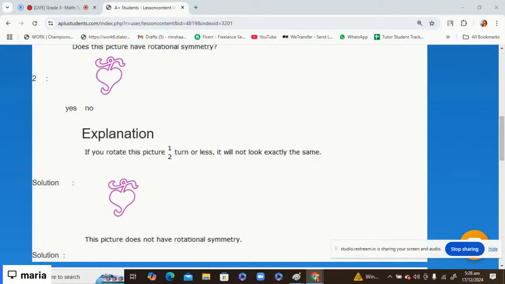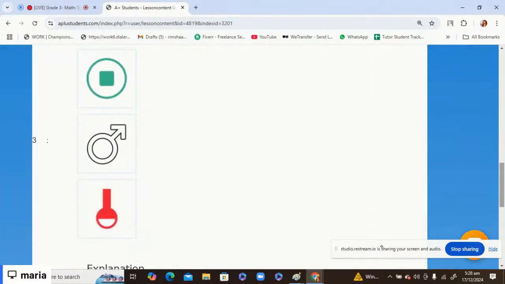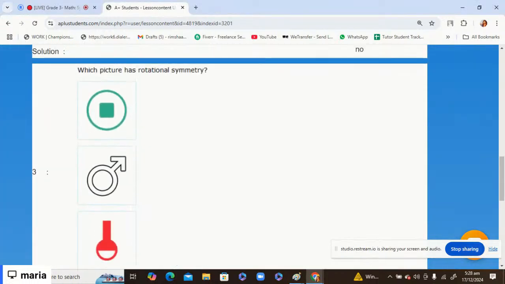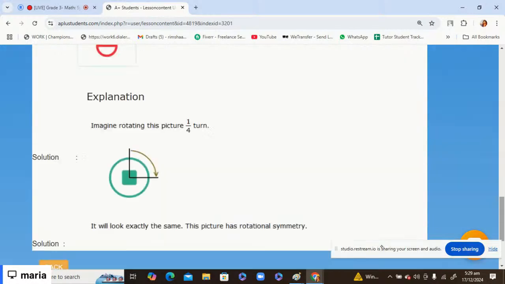Now check in this second figure. The first figure is good, that is, rotational symmetry is available. Now tell me about the second figure. No. Okay. Look at here in this one. Which picture has a rotational symmetry in all of it? There are three figures now.